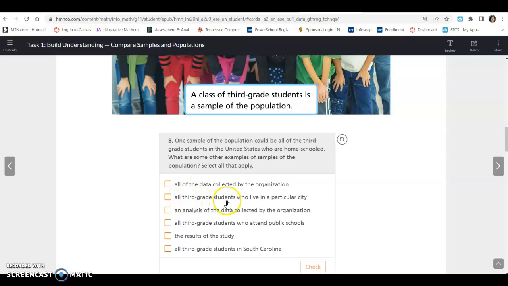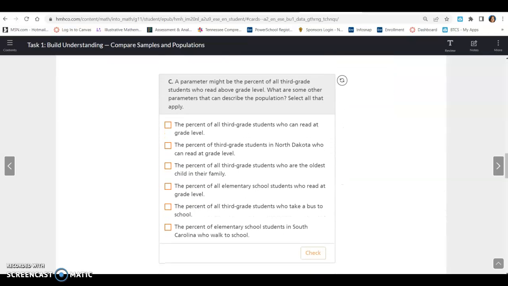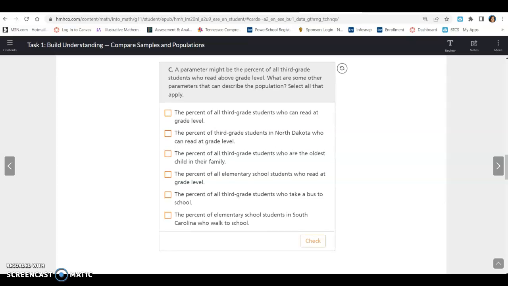All third grade students who live in a particular city would count as a sample. An analysis of the data collected by the organization? Nope, not an analysis. All third grade students who attend public school? That one would work. The results of the study? No, we're not looking at the results. And all third grade students in South Carolina. So each of those three would be considered a sample, because you're not looking at the whole group, you're looking at just one particular sample.